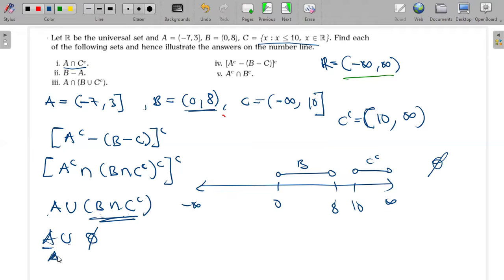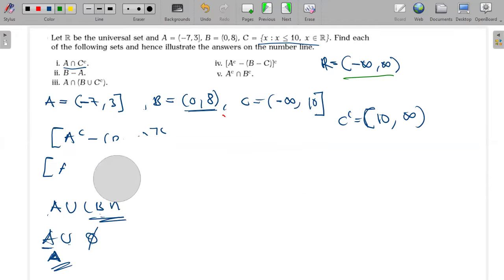A union the empty set, you're just going to get the set A. After getting the set A, that simplifies your work. You just have to plot the set A, because that's your answer here. So just plot on this diagram set A, which we've been plotting, -7 to 3. Here open, there closed, and like that you would have plotted. That's your set A. All right, we do the last one here.